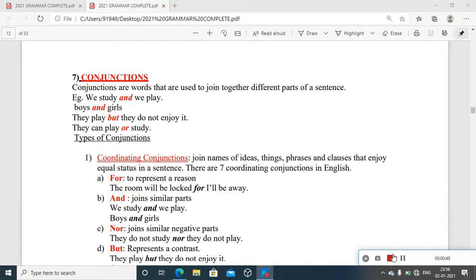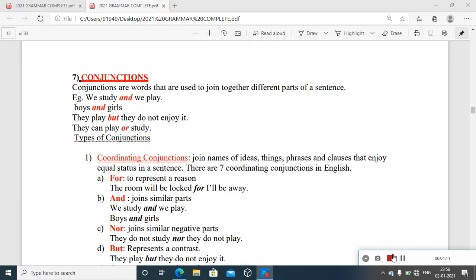First example, we study and we play. Here, there are two different sentences. We are talking about conjunctions, and these are marked in red here for easy identification. You can easily identify that from this slide now. We study and we play.